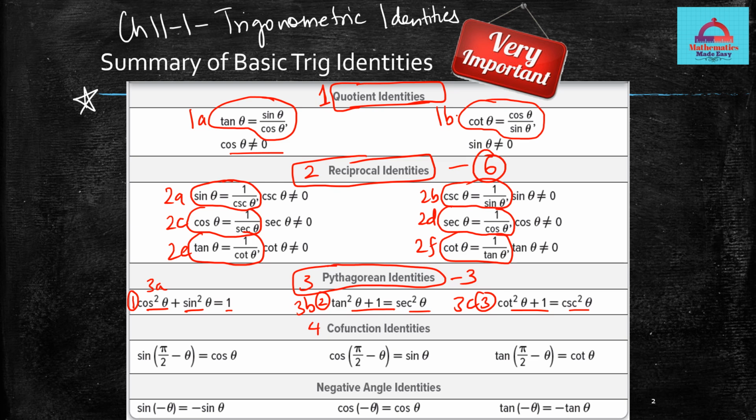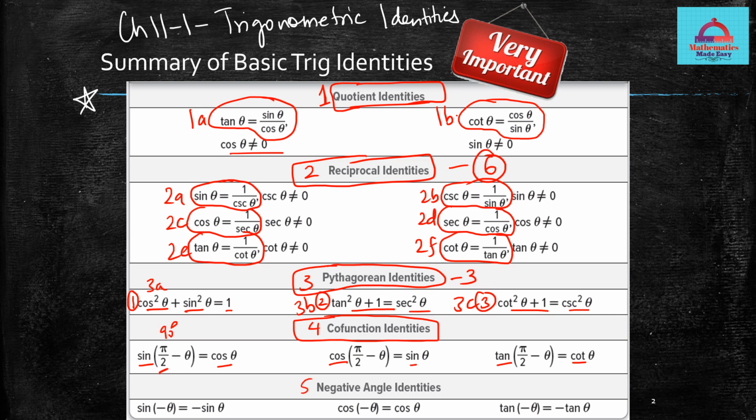Then we move to cofunction. These are like connected using complementary angles. You know pi by 2 is same as 90. So sine and cos are complementary. Means if you take sine pi by 2 minus theta, or you take sine 90 minus theta, you will get cos. Similarly, cos and sine are complementary. So cos of pi by 2 minus theta or cos 90 minus theta is sine. And last but not the least, tan and cot are complementary. So tan of pi by 2 minus theta is cot theta. Okay, so this is cofunction.